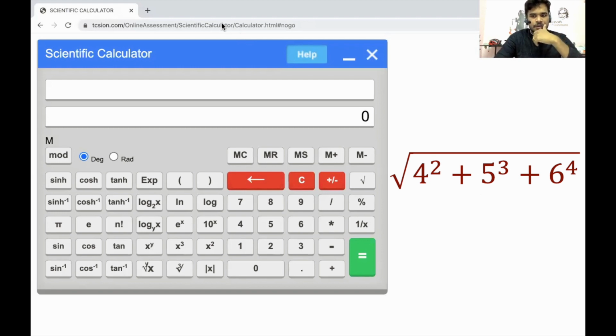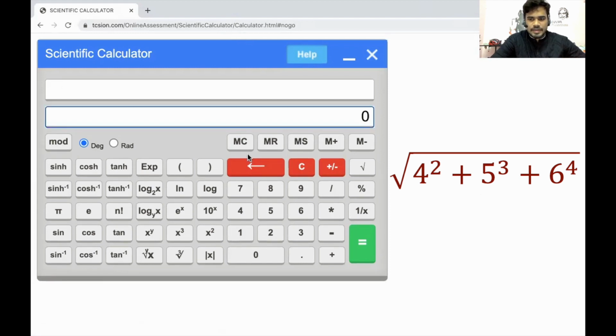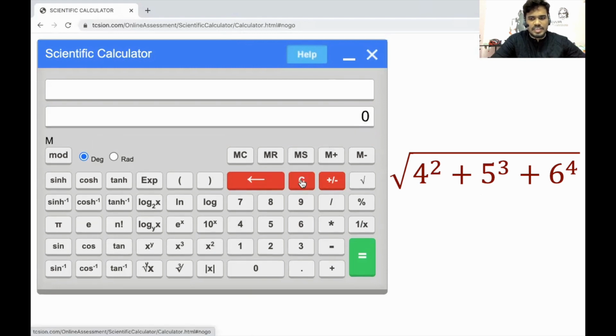That is 7.91. I have to actually calculate it. So let's just wait for a few more things. First thing is I have something in the memory, clear it. 4 square. So 4 square is there, good. Add it to memory. Clear the thing. Then I have to do 5 cube. So 5 power 3. 5 cube, I have things here. So I'll just do 5 cube.